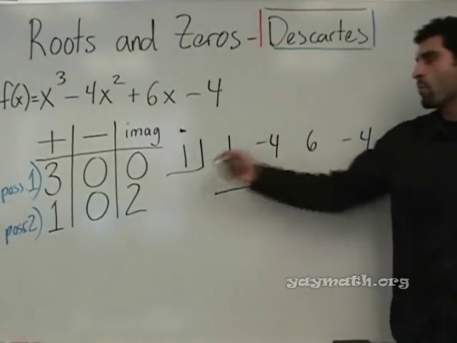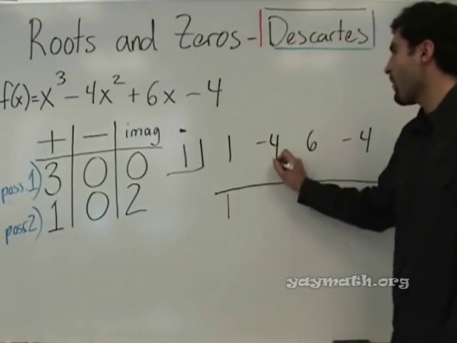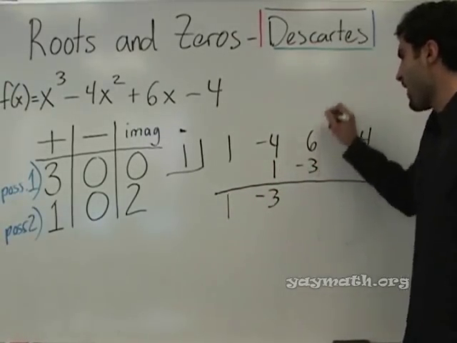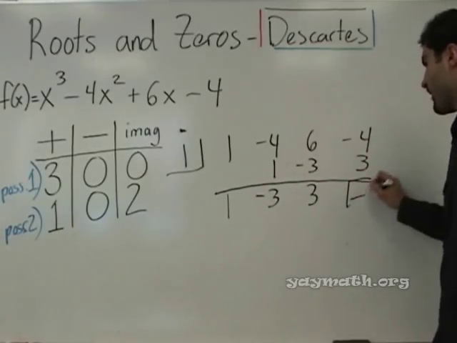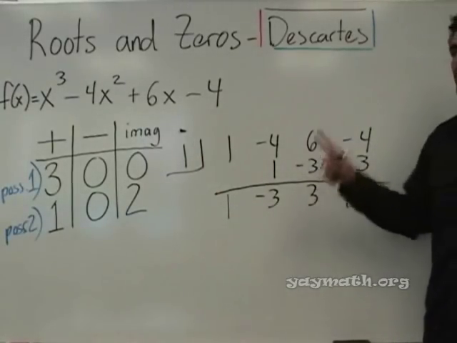Okay, 1, -4, 6, -4. All right, let's see if 1 is a solution. Ready, go. 1, 1, negative 3, 3, negative 1. Is this a solution? No, it doesn't divide evenly. 1, no solution.